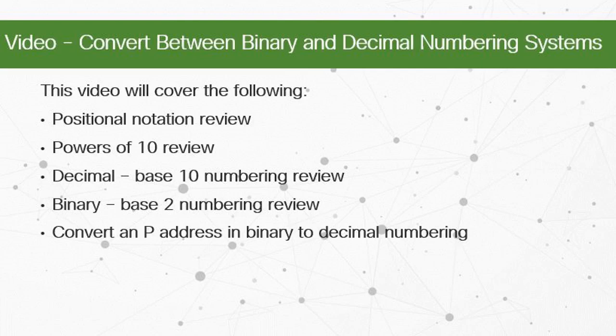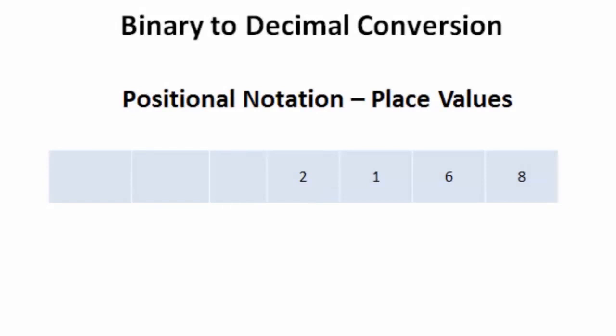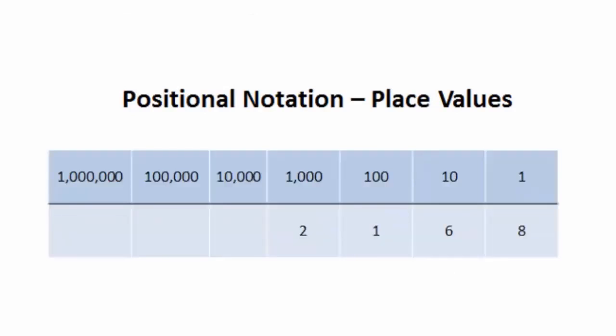In this video, I'm going to discuss binary to decimal conversion. But before I do this, I want to take a look at positional notation, or place values. I have the number 2,168 here. If we look at the place values of the number 2,168, we can see that the place values have the ones place, the tens place, the hundreds place, the thousands place, 10,000, 100,000, and million. These are the place values of the base 10 decimal number system.